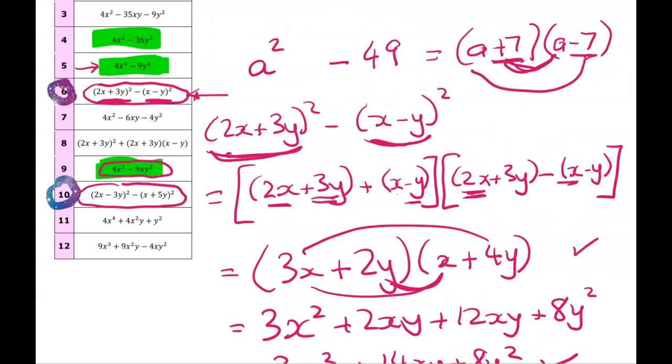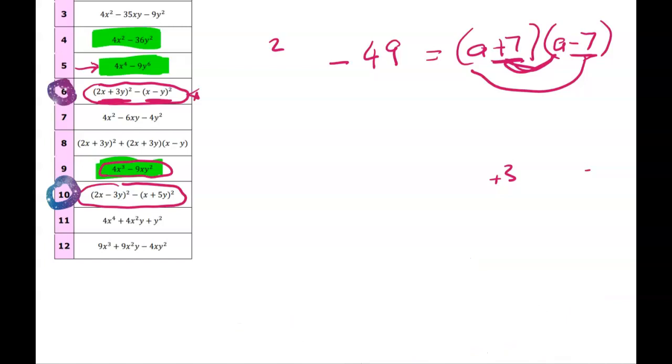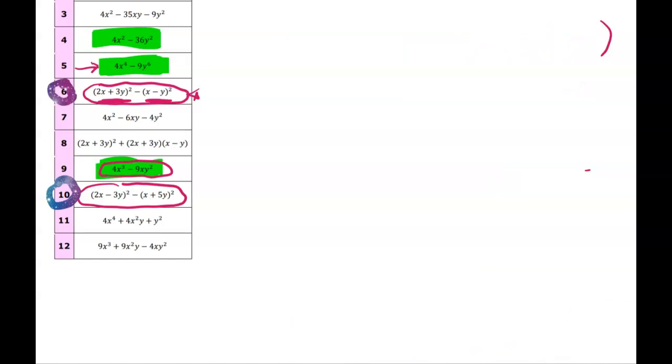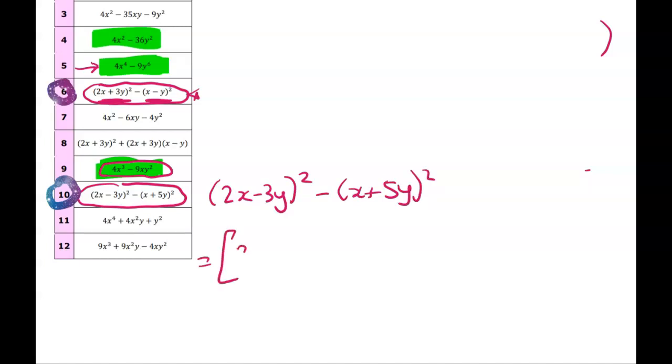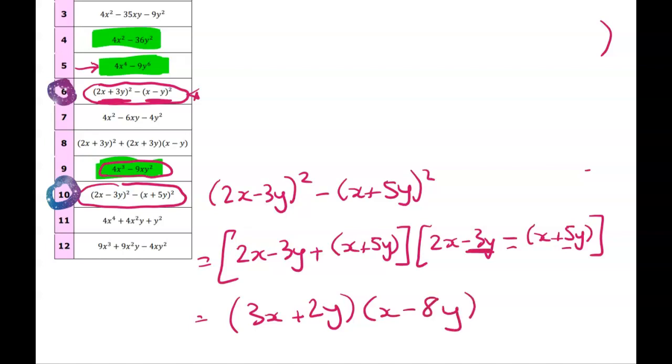And then just one left to do before I stop for this video, and that's the same kind of thing, which is question 10. I'll just get some space. Right, so question 10, we've got (2x minus 3y) squared minus (x plus 5y) squared. So it's going to be (2x minus 3y plus x plus 5y) times (2x minus 3y minus x plus 5y). Cleaning it up, we get (3x plus 2y) times (x minus 3y minus 5y), which gives me x minus 8y, I think.